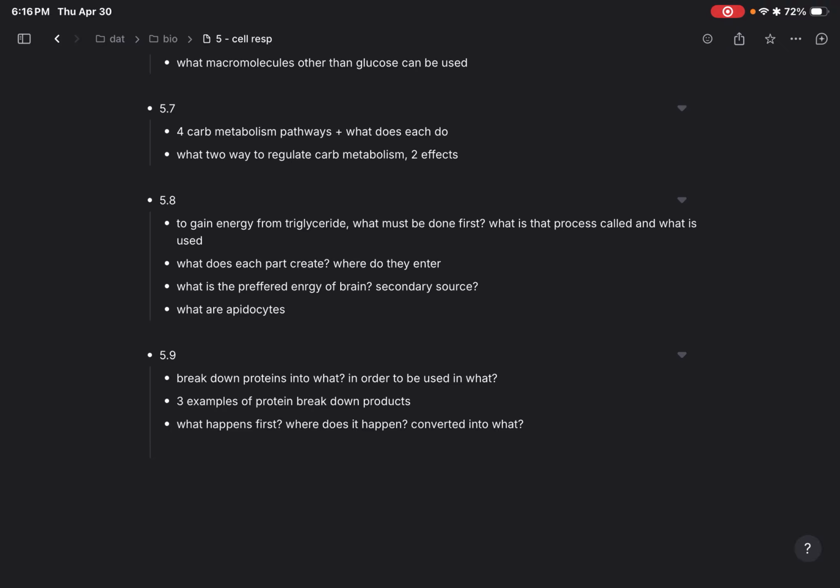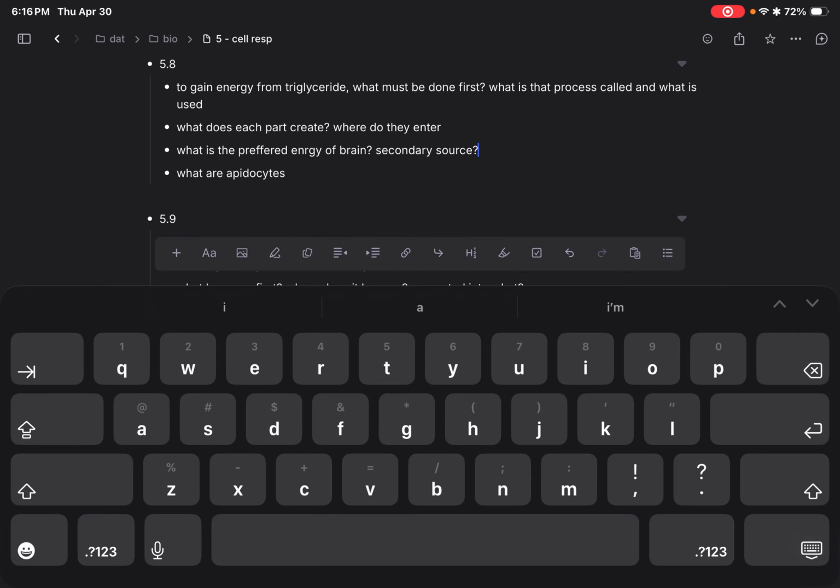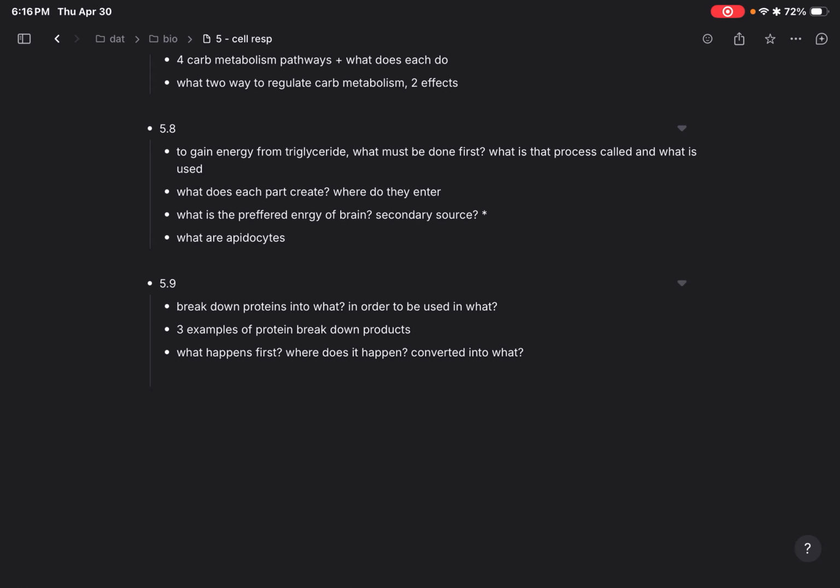Oh wait, ketone metabolism. Secondary source is ketones. Ketone bodies are formed from fatty acids in the liver, then transported to other tissues. They can be funneled into the Krebs cycle and used as an energy source in the heart and brain. So it's ketones, not, I guess, lipids, but it should say ketones. That's better. Ketones or glucose.